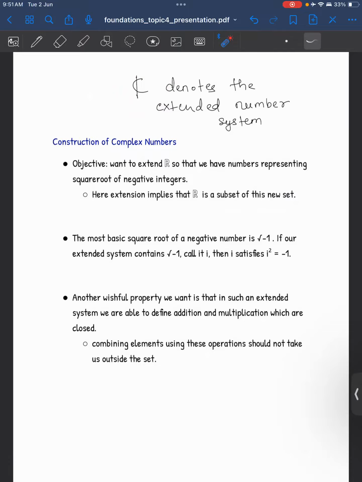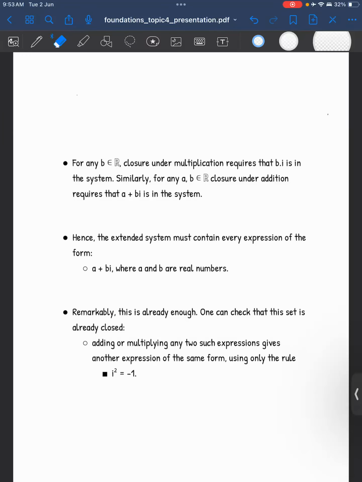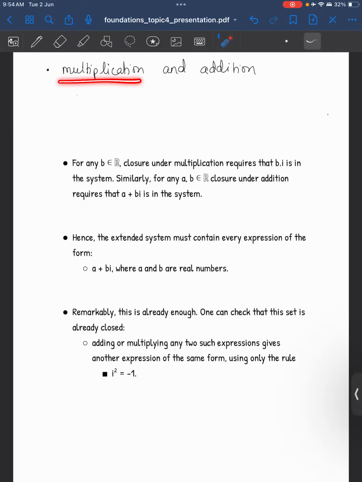So let us look at this property a bit more. There are two operations that we are interested in: multiplication and addition. Let us look at first multiplication and see what closure under multiplication actually implies for our set C that we want to construct.